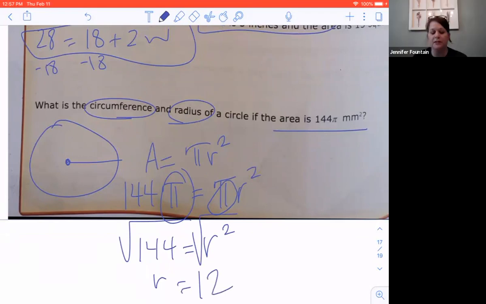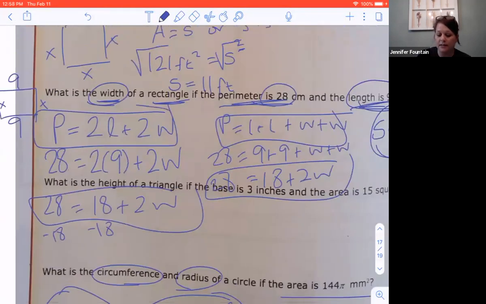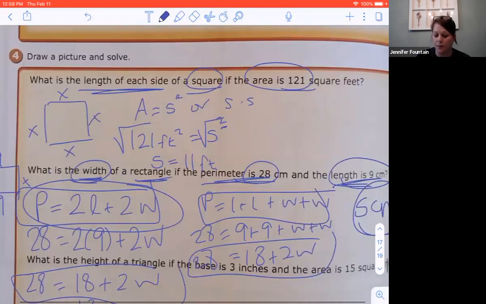So I know that 12 times 12 is 144. So that means I'm going to have 12 millimeters as my radius. Okay, so using my formulas can be a super helpful tool if I just go ahead and plug in my formula. I plug in the information that I know so I can solve for what I don't know. We did the same thing with our other problems.